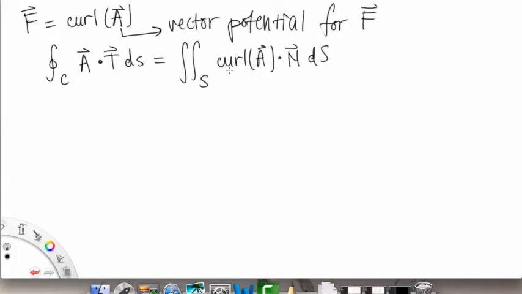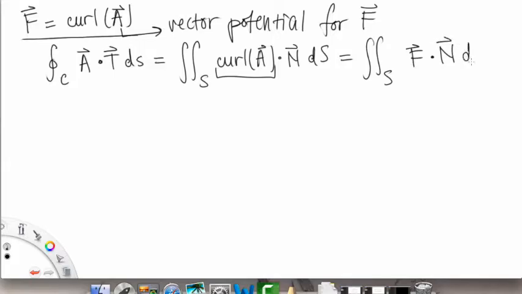But as you can see here, the curl of A is actually equal to f, because this is our first condition. So that's going to be equal to f dot n. It'll look something like this: the double integral over S of f dot n dS.